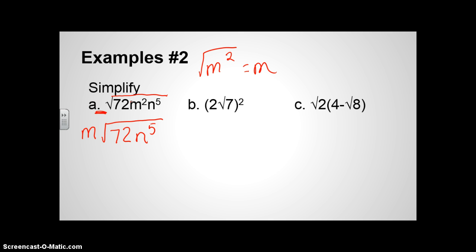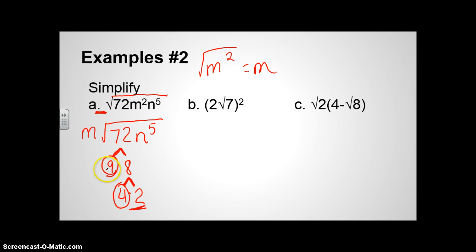All right, so what we're going to do now is break apart the 72 n to the 5th. I'm going to think of two factors that make 72. There are a lot of factors that make 72, but the two factors I come up with, one's going to be a perfect square number, for instance 9, times 8 gives me 72. 9 is a perfect square value, 8 is not. But we can keep breaking 8 down. What gives us 8? Well, 4 times 2 gives me 8. 4 is a perfect square number. 9 is a perfect square number.